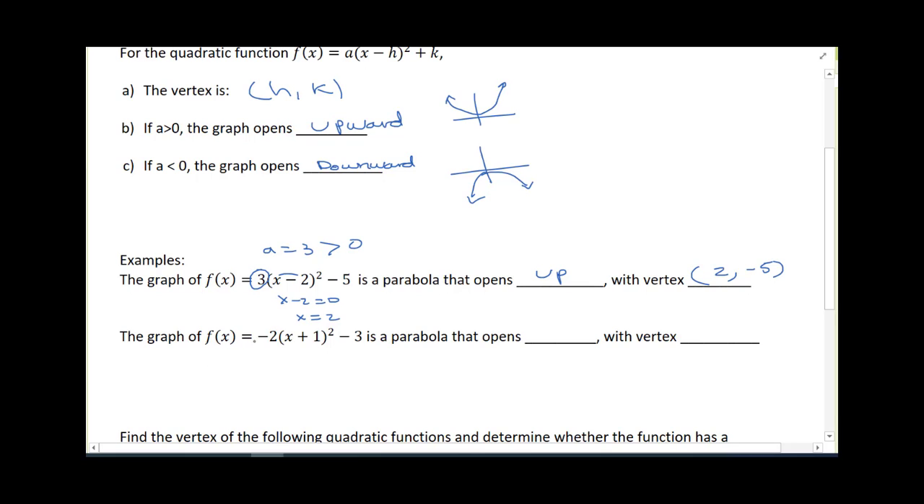The graph of f of x equals negative 2 times the quantity x plus 1 squared minus 3 is a parabola that opens... Now, since my a here is negative 2, which is less than 0, the parabola opens downward. And the vertex is (-1, -3). Now, when you have the vertex, you only need 2 other points. And as we talked about in class, you can find the y-intercept of the parabola, plot that, and then do the mirror image.